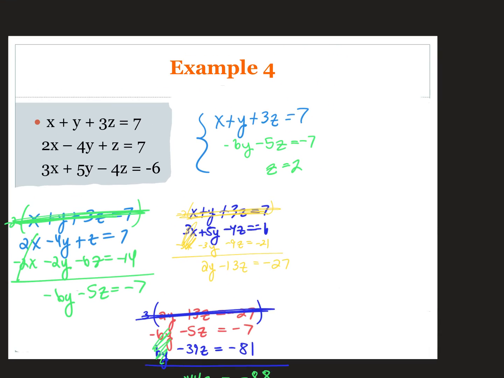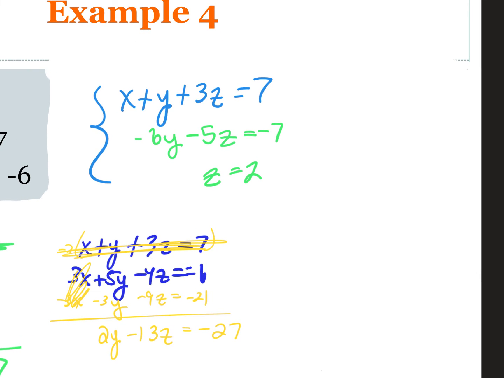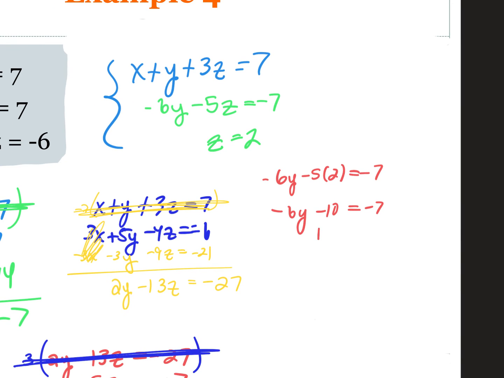So here is our row echelon form. Have we solved this? No, we have not solved this, and that's okay, because now we can. I know that z is 2, so I'm going to say -6y minus 5 times 2 equals -7. So -6y minus 10 equals -7. Add 10 to both sides, right? -6y equals what? 3? Yes? Divide both sides by -6. And what does y equal?